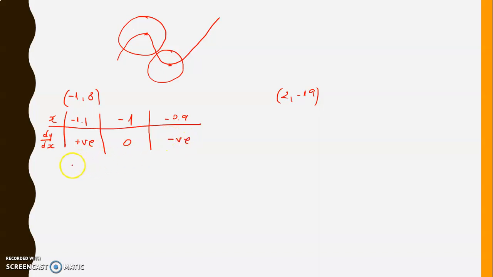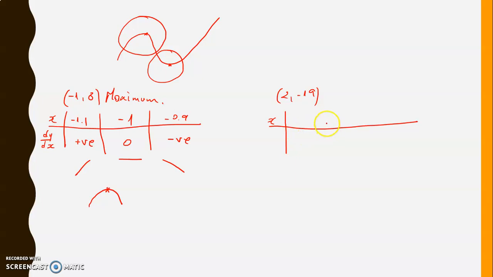Therefore, as you can see, we are going from a positive gradient to 0, and then the gradient ends up being negative. So this forms this kind of curve, which should remind you of a maximum. Therefore this is a maximum. Now similarly we draw a table for the second point, (2, minus 19).